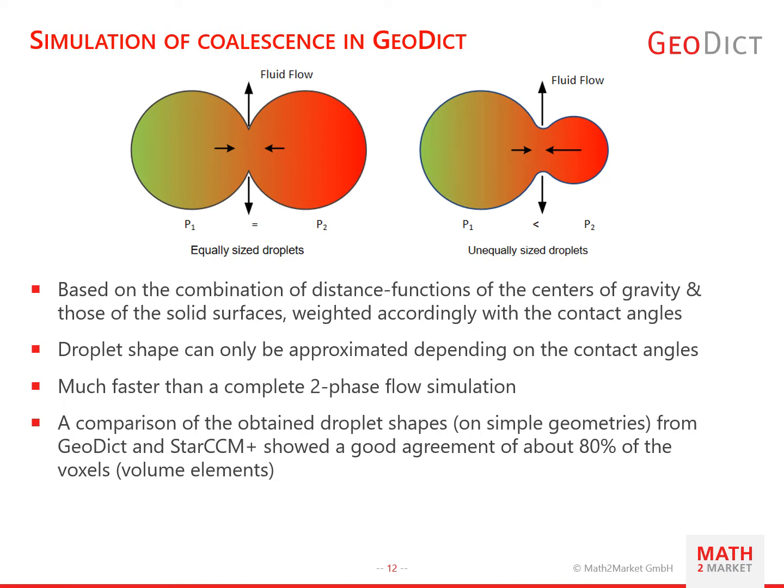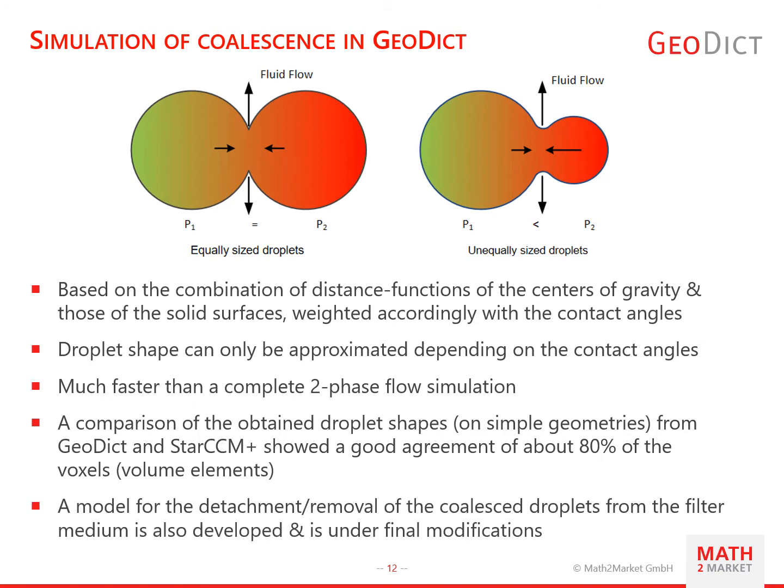Comparison was done between the simulation results from GeoDict and Star CCM, showing a very good agreement of more than 80% of the voxels when observing the new droplet shapes and forms. And a model, of course, for the detachment or removal of the coalesced droplets from the filter medium is also developed and is under final modifications.